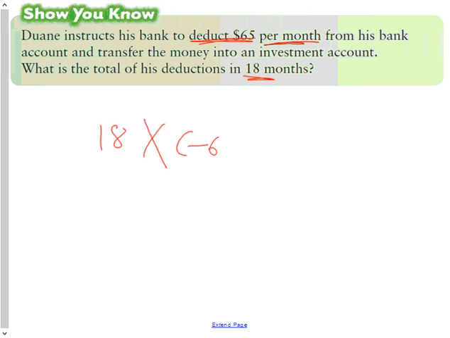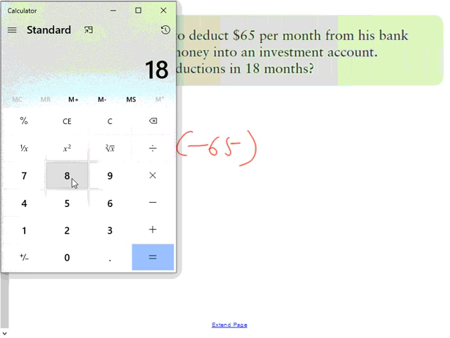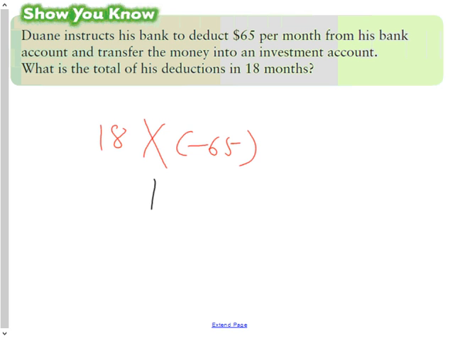Now we're going to treat that as being a negative impact to his bank account, so we're going to treat it as a negative 65, not a 65. We're going to grab our calculator and multiply 18 by 65. We're not going to worry about positive, negative. It's going to be 1,170. And we're going to use our sign rules here. This is a positive times a negative, which means my product is going to be negative. And that's a story problem.